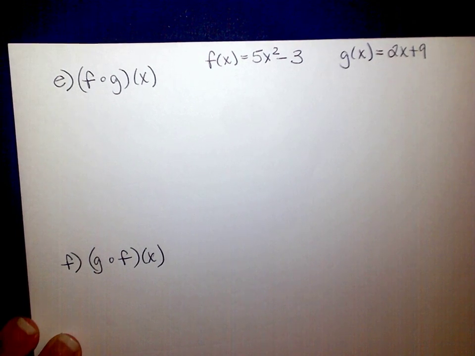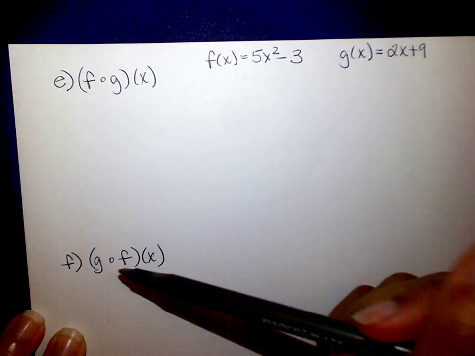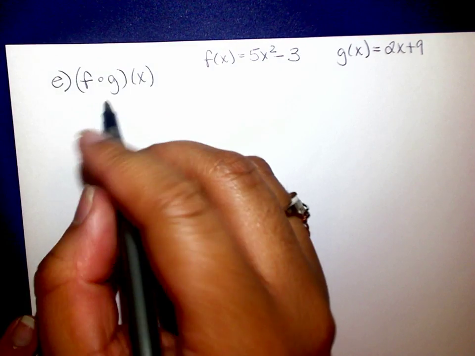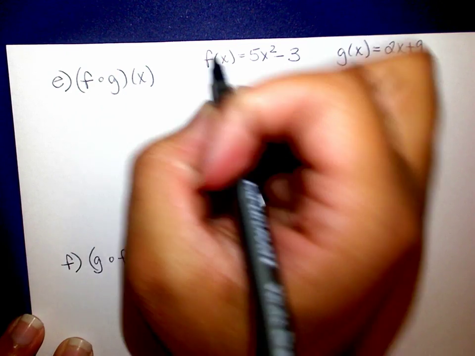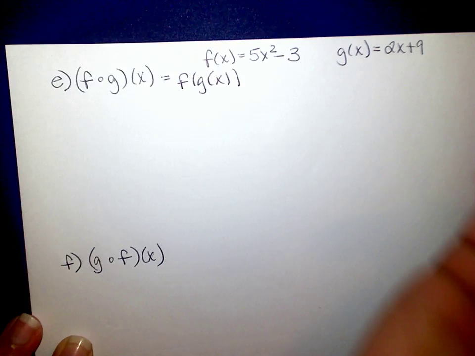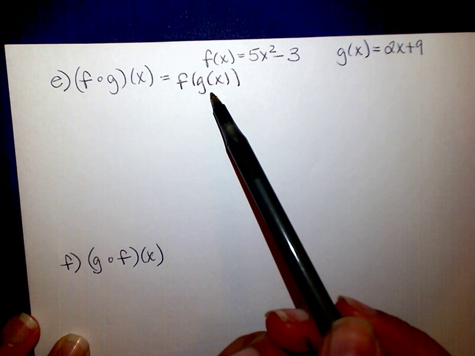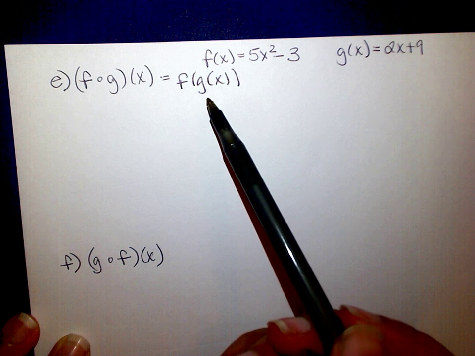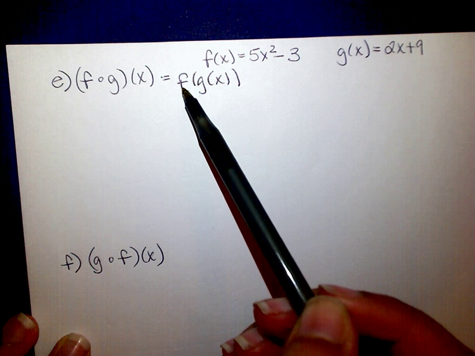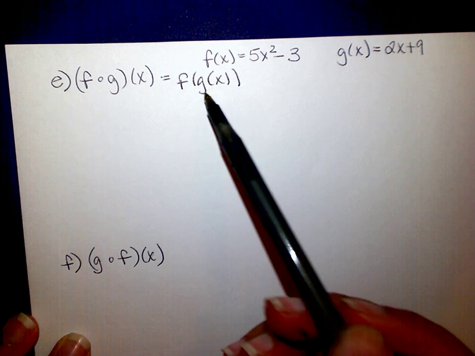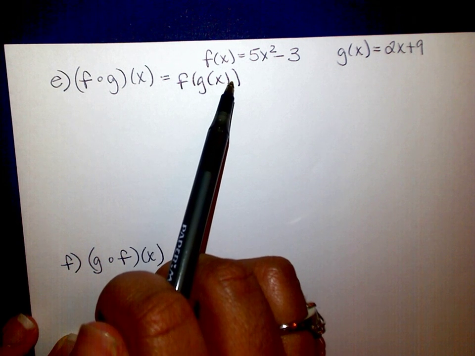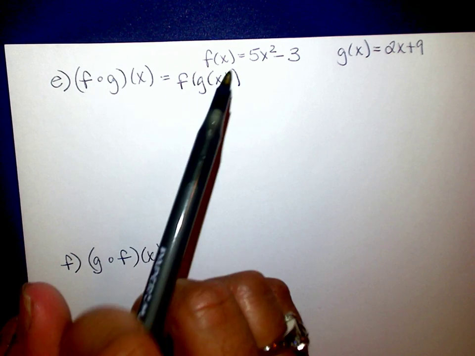So in E and in F we have open circles. So that means we're going to be composing the functions. So this is read f of g of x. So it's the same thing as f of g of x. So writing it in this notation, it's easier to see what we're going to be doing. So we're going to be substituting the rule for g into the function f. So remember I said think order of operations. So g of x is in parentheses, so that's what's going to be going into f.